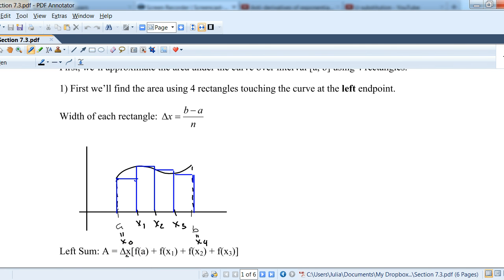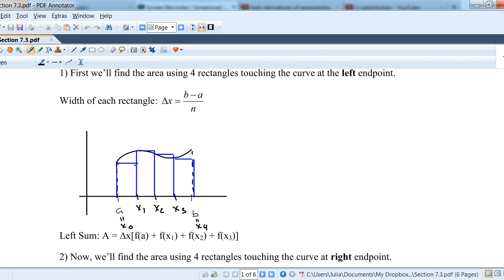So we have delta x times, if you're touching at the left endpoint, notice the first rectangle is touching at a precisely. So we have f of a, plus the next one's touching at x1, so it would be f of x1. The next one is at f of x2, and the last one is at f of x3. Notice the last one, b, doesn't really play a role here for the left endpoints. So we do have 4 rectangles. And how you compute the y's, the f, you either can plug into the function, or you may be given a table or some other way to compute it.